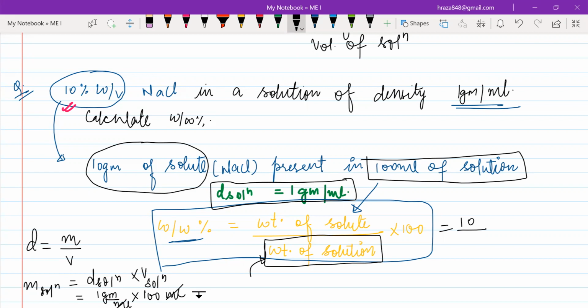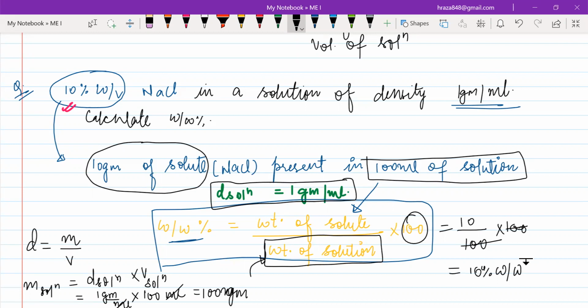So ml and ml will be cancelled, and now the mass of solution is 100 gram. So 100 gram of the solution, and 100 is in the formula here. So you can cancel this and you will get 10% weight by weight.